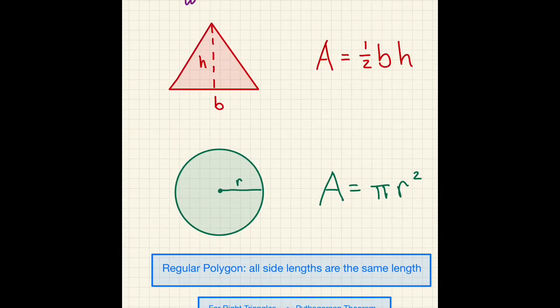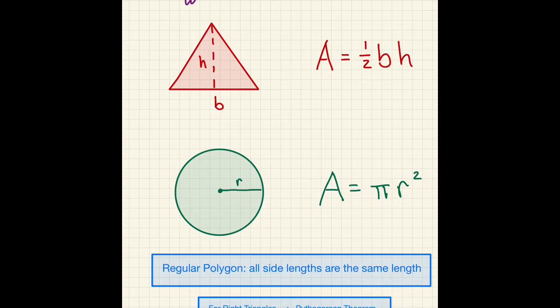First, a regular polygon. That's a term that they're going to use. They call it a regular polygon, and that means that all the side lengths are the same length. So all the side lengths are congruent, and also all the angle measurements are congruent, but we won't really use that here. For our purposes in this unit, if it's a regular polygon, then that implies that all the side lengths are the same.